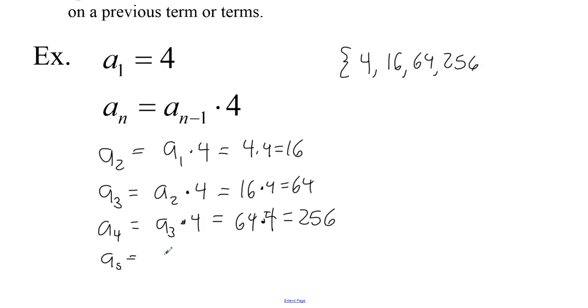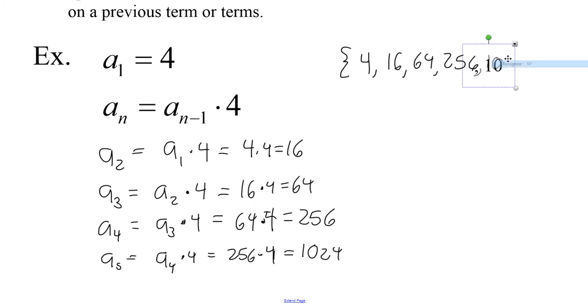A sub 5 would be A sub 4, the term before it, times 4. And 256 times 4, if I think in the back of my head with my powers of 2, is going to be 1024. And again, you can check that and give me a hard time if I made a mistake. 1020. Oops, I didn't want to do that. This will be 1024. Okay, there we go. And that also can continue.